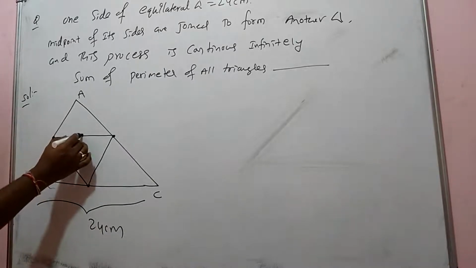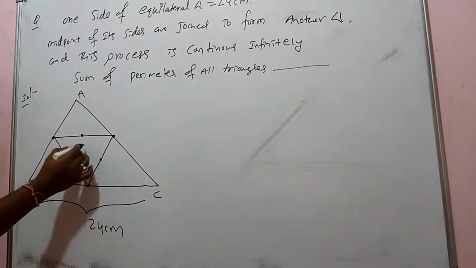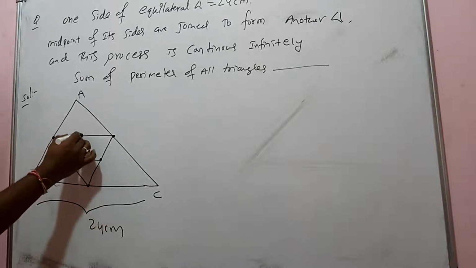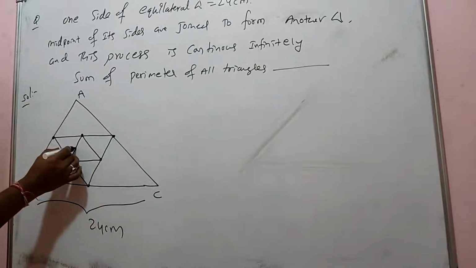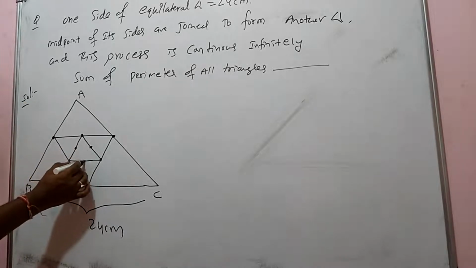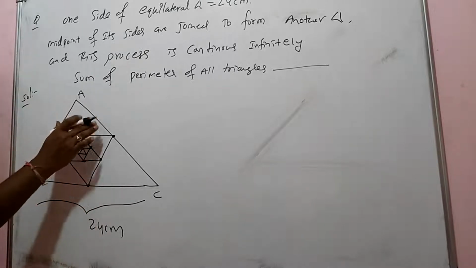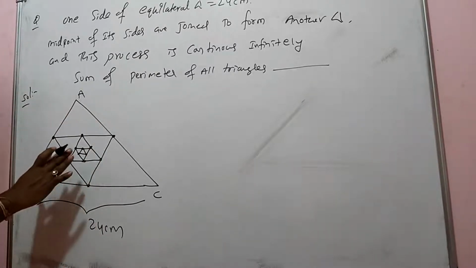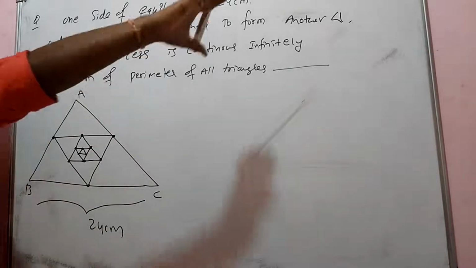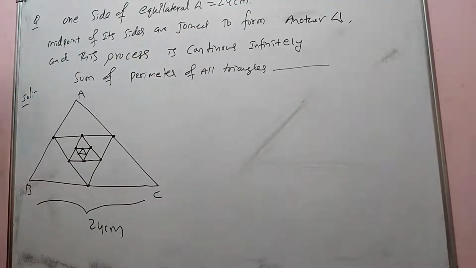Again they used the midpoints and joined, and again they formed another triangle. Again they use the midpoints and joined again. This process is going on infinite. So I have just drawn the single diagram. If you draw a big diagram with 24 centimeters, you see it is a continuous process, going on infinite.